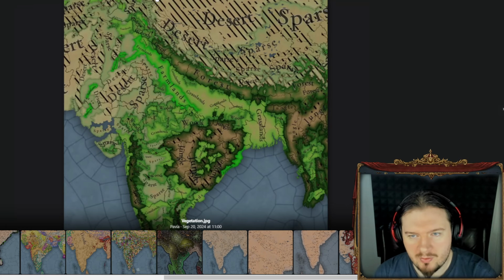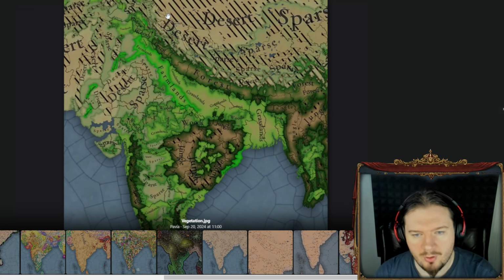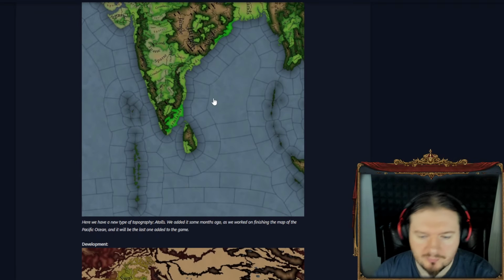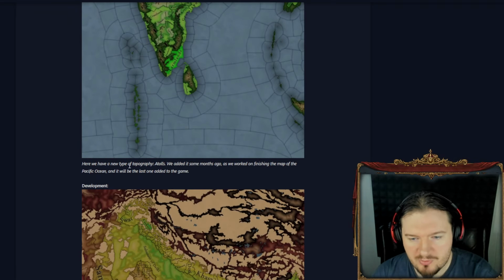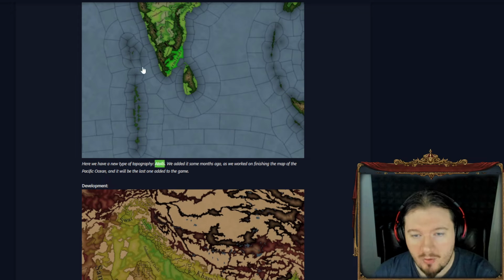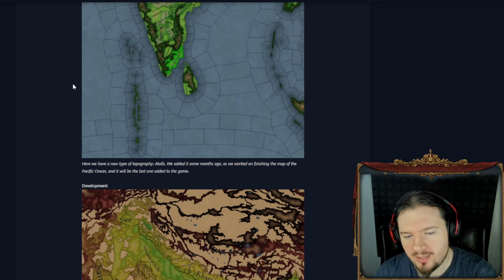And of course, we've got the hashed lines for the wastelands that you can't build or own or whatever. Here you have a new type of topography, atolls. Right, of course, for the Maldives. We added it some months ago when we finished working on the map of the Pacific Ocean. It'll be the last one added to the game. You say that now, but that could always change.